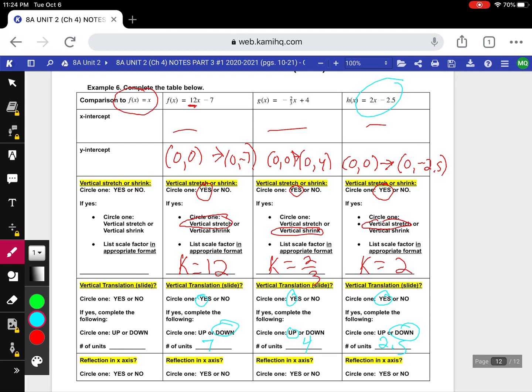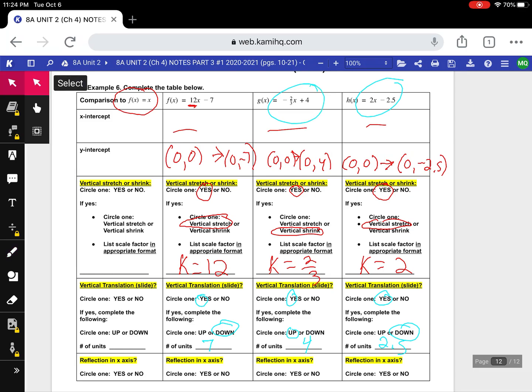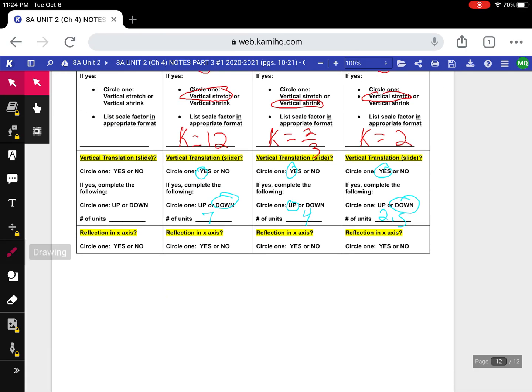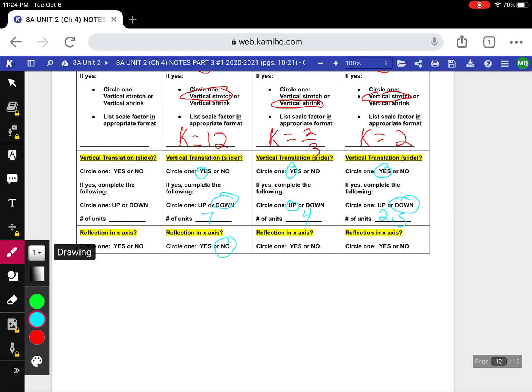Okay, and then my last thing I look at is that reflection in the x-axis, and I'm just looking for a negative slope. So the only one that has a negative slope is g of x. So when I go down here, I'm going to say this one does not, this one does, and this one does not. Okay, and that's kind of a comprehensive list of how you can tell whether there's a vertical stretch, a vertical translation, and a reflection in the x-axis.